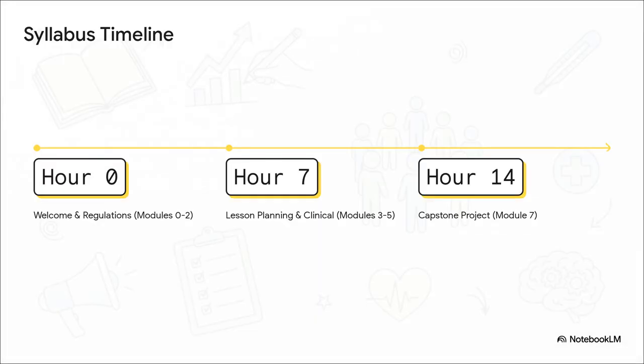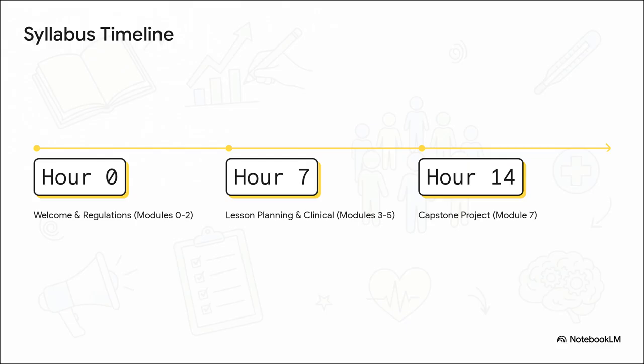Moving right along to Section 1, the course syllabus, your roadmap for learning. Okay, the very first document you'll need to open up is your course syllabus. Really, think of this as the roadmap for your immediate 14-hour learning journey. Looking at the timeline, your progression is structured very logically. You're going to begin at Hour 0 with Modules 0 through 2, where we cover the welcome and those absolutely essential Virginia regulations.